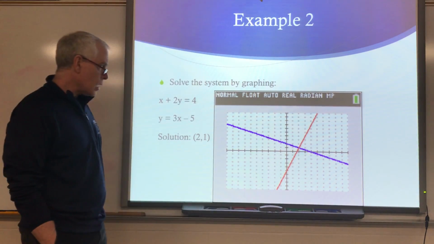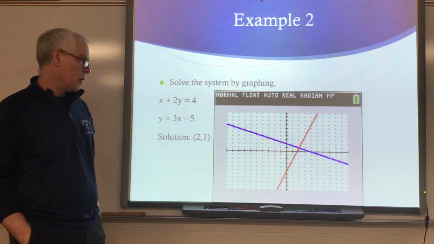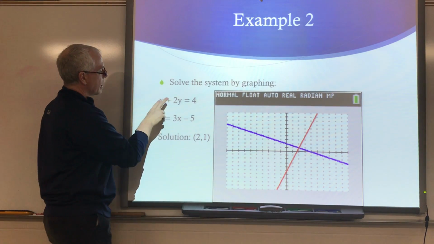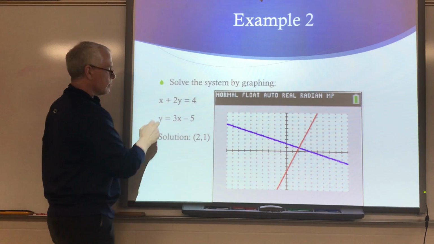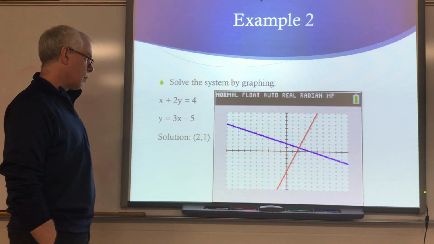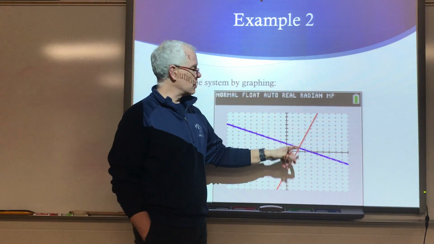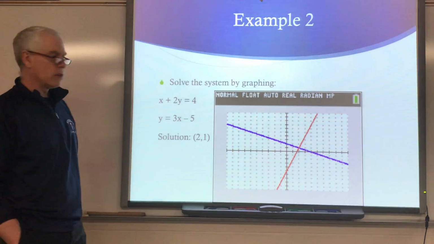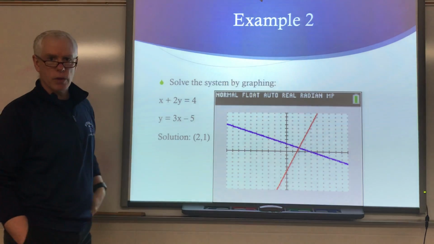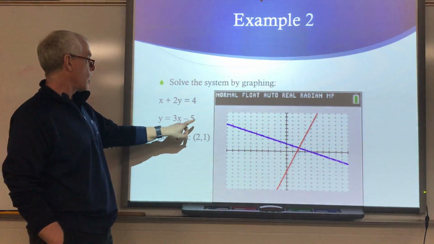Graph it. Now, looking at the graph, it clearly looks like (2, 1) is a solution. You can certainly double check that back here. 2 plus 2 is 4, and if I put a 2 in there, 6 minus 5 is 1. That certainly works. Otherwise, on your calculator, if you go to second calculate, intersect is one of the features in there, and it'll tell you the point that it intersects at. So there's another option for you guys. If you can solve both the equations for y, put them in your calculator, see where they cross.